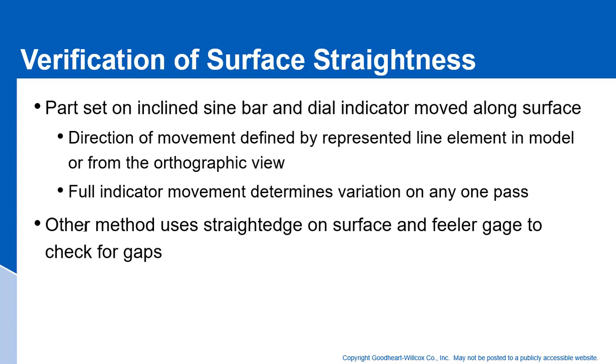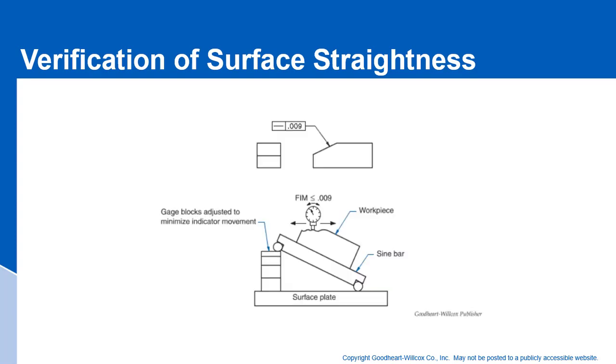Another way to do that is to use a straight edge on a surface and try to stick a feeler gauge underneath it. For instance, if you had a 6 thousandths tolerance, you would put the part laid on a flat surface plate, get a shim stock that is 6 thousandths, and see if you can get it underneath that part anywhere. If you could, then the part doesn't meet the requirements. So that would be the other way to check those.